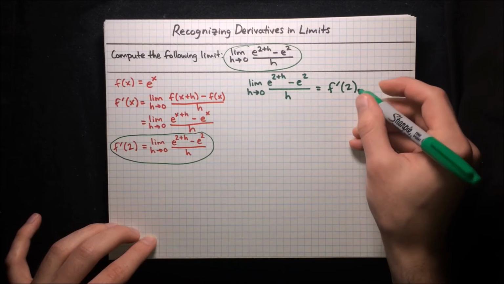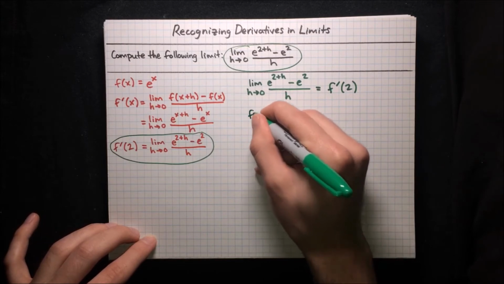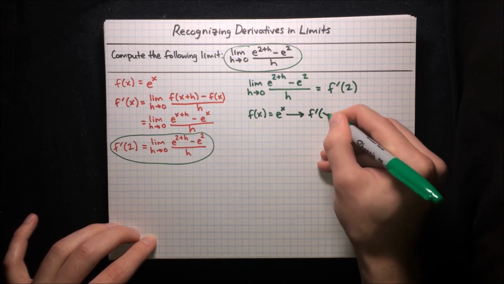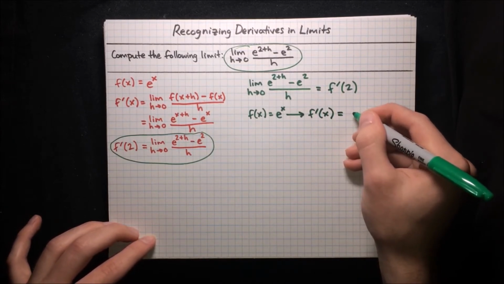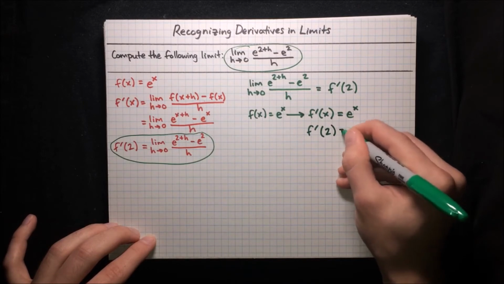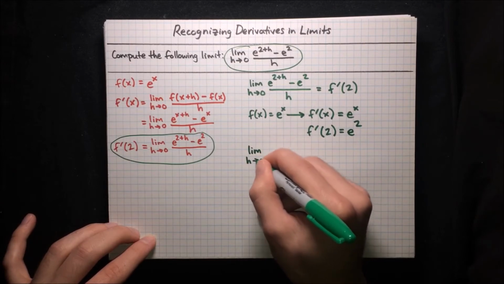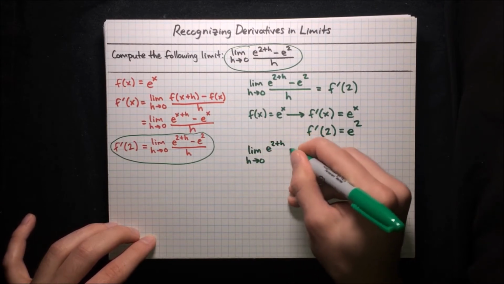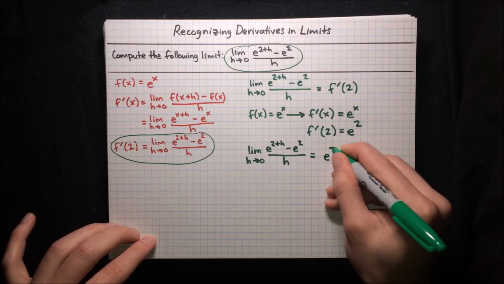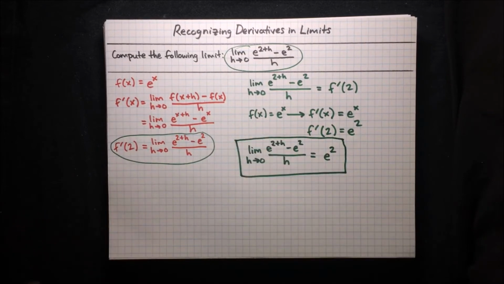So all that we have to do to get the result of this limit is compute f prime of 2. And that's pretty simple because f is just the exponential function. If f of x equals e to the x, that means that f prime of x is just the derivative of e to the x, which is, well, just e to the x still. So f prime of 2 is just e squared. So there we have it. The limit as h approaches 0 of e to the 2 plus h minus e squared all over h is equal to f prime of 2, which we saw was e squared. So there is our final result. E squared is the value of the limit.